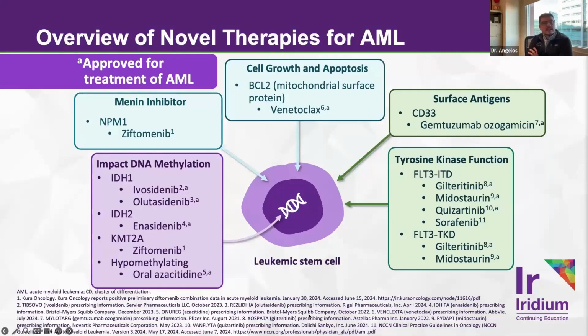So these are all listed here on the slide. Over the last 10 years or so, we've had about 11 or 12 now new FDA approved targeted drugs that have been added to our armamentarium for AML. I do want to highlight that what's not on this slide is revumenib, which is a menin inhibitor, now FDA approved for individuals that have KMT2A rearranged AML.